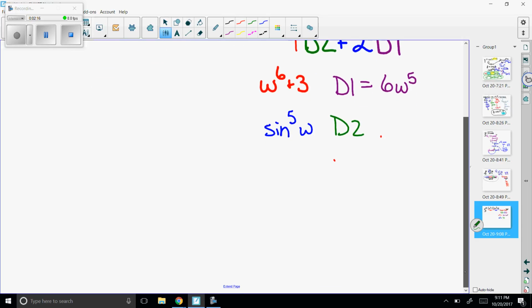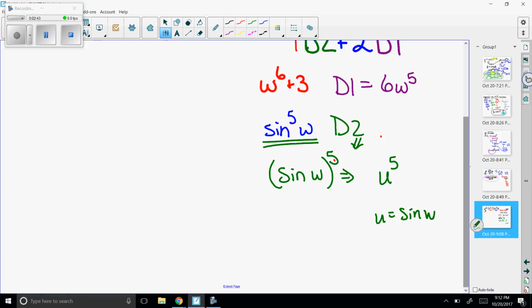Now, in order to solve the derivative of that second factor, sine w to the 5th power, we have to think of it as sine w raised to the 5th power. If I write it in that format, that's the same thing as u to the 5th power, where u is equal to sine w. So the derivative of u to the 5th is going to be 5u to the 4th du. Well, what is the derivative of u? The derivative of sine w is just the cosine of w.